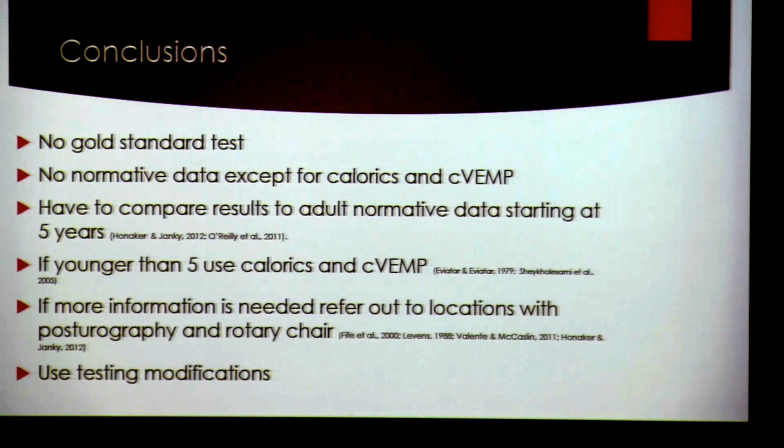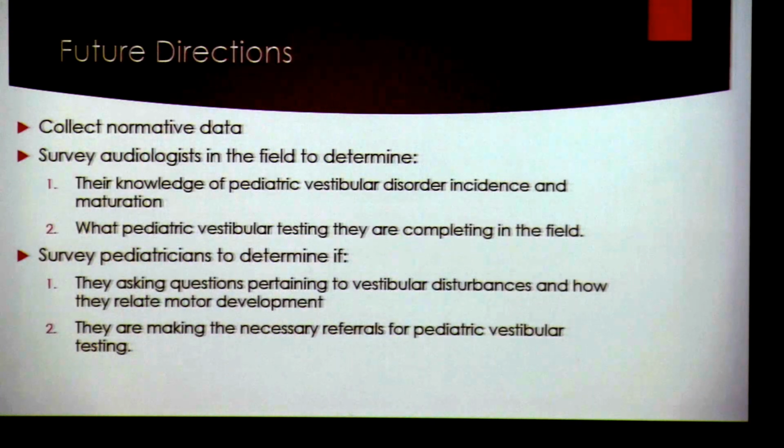And we suggest using testing modifications. So the future directions: we would like to collect normative data for all the tests. And we'd like to survey current audiologists working in the field, especially with children, to see if they come across this demographic a lot, and if not, are they asking about the balance of the vestibular system in the case history? Because I know before I did this project, I never thought to ask about a child's balance system.